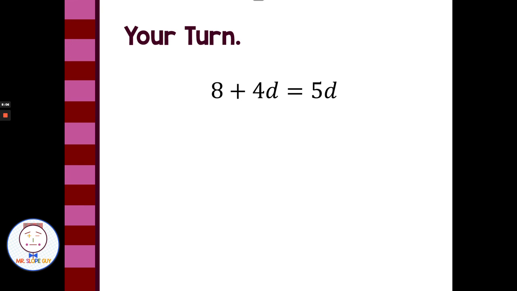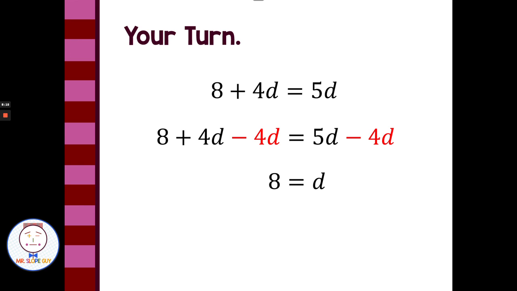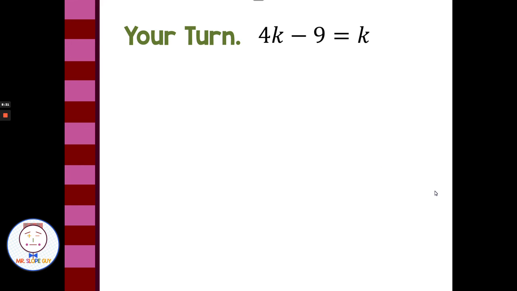All right, welcome back. There's no distributive property, no combined like terms. To get all the d's to one side, I would subtract 4d from each side. Then I get d equals 8. Oh, that was quick and easy, just one step on that one. All right, let's try one last one. Try this on your own, see how you do, and then come back and unpause the video and we'll check it.